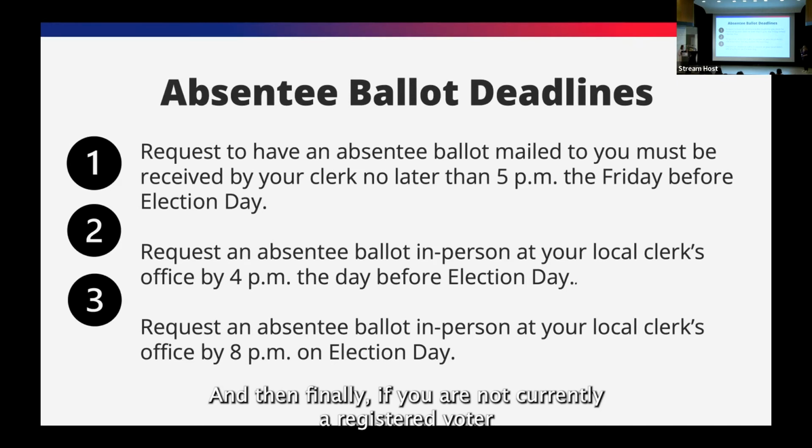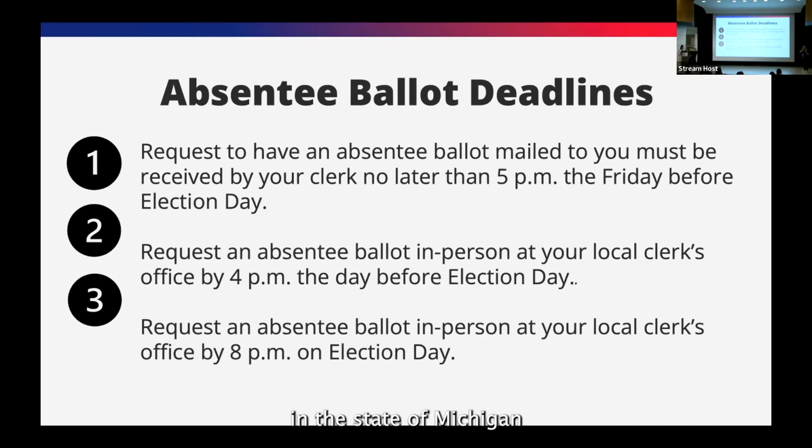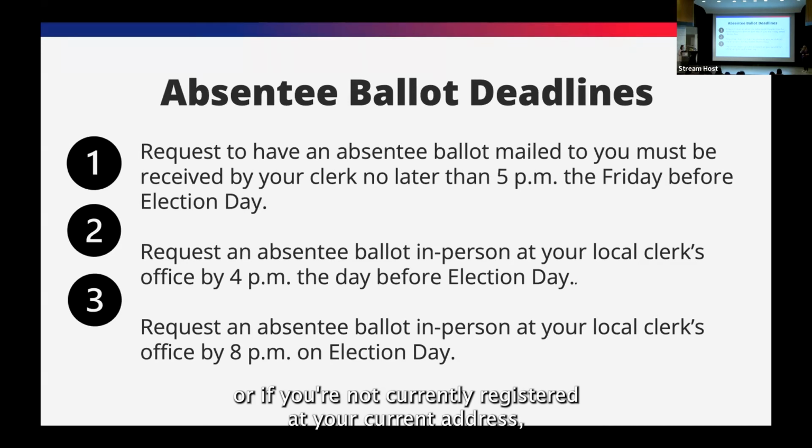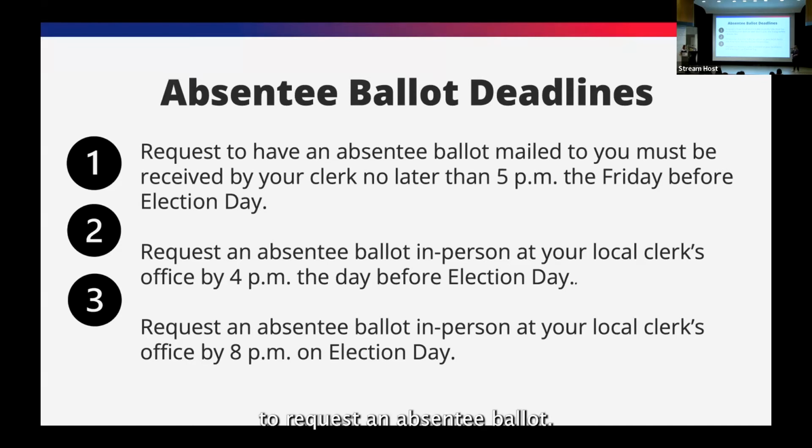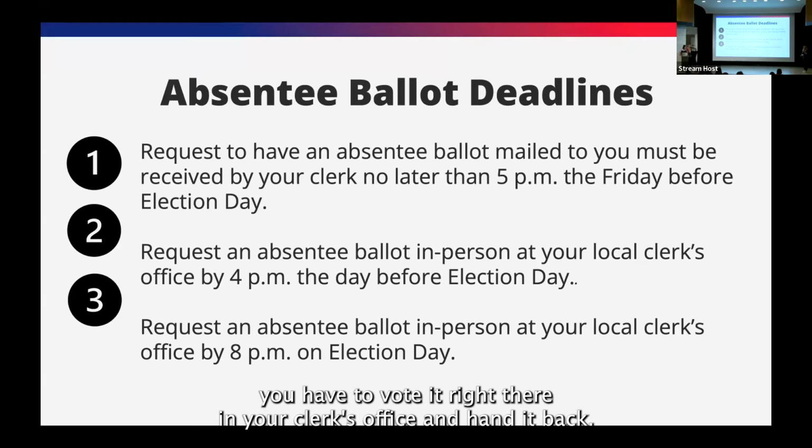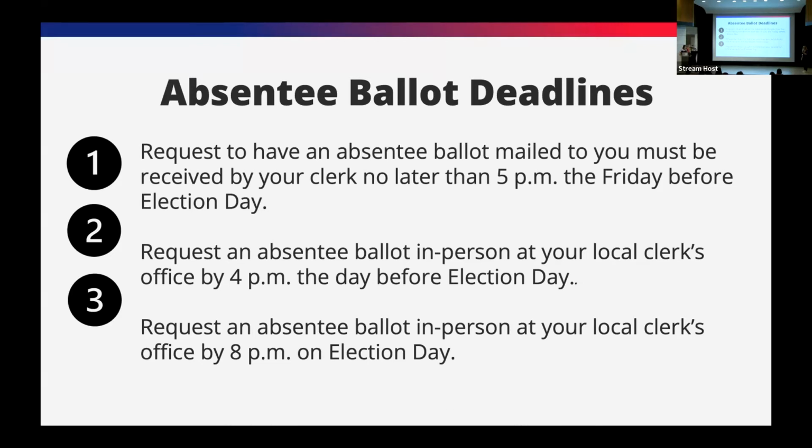And then finally, if you are not currently a registered voter in the state of Michigan, or if you're not currently registered at your current address, you can visit your local clerk's office on Election Day by 8 p.m. to request an absentee ballot. So with these last two, both instances, when you're issued the absentee ballot, you have to vote it right there in your clerk's office and hand it back, and then you're done.